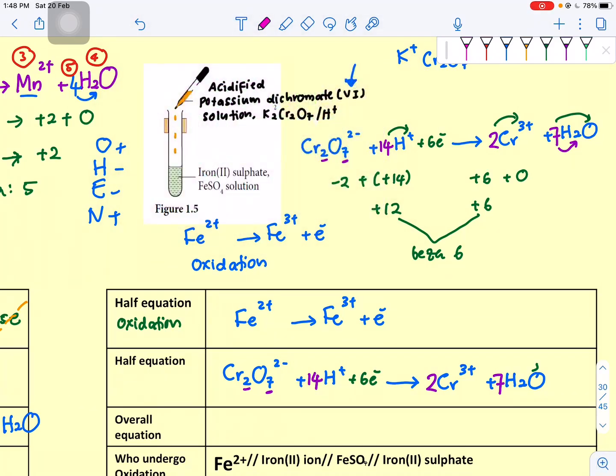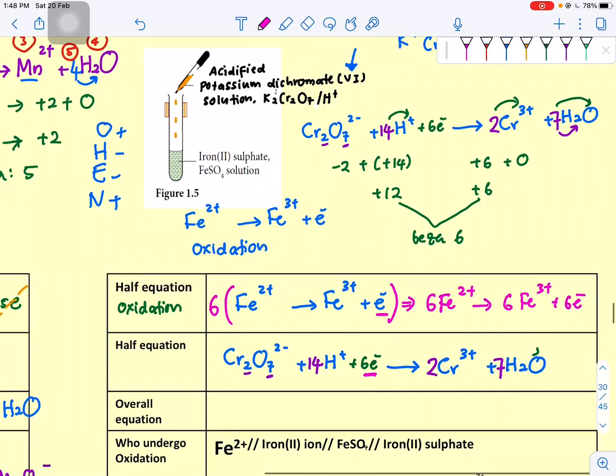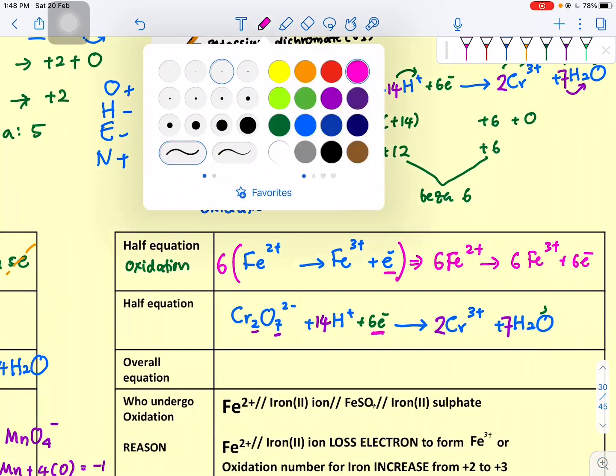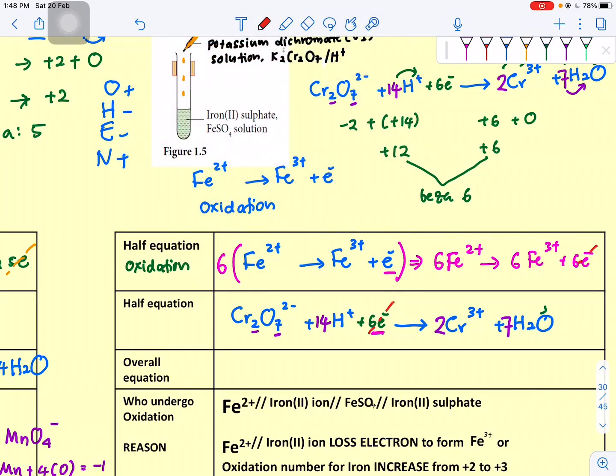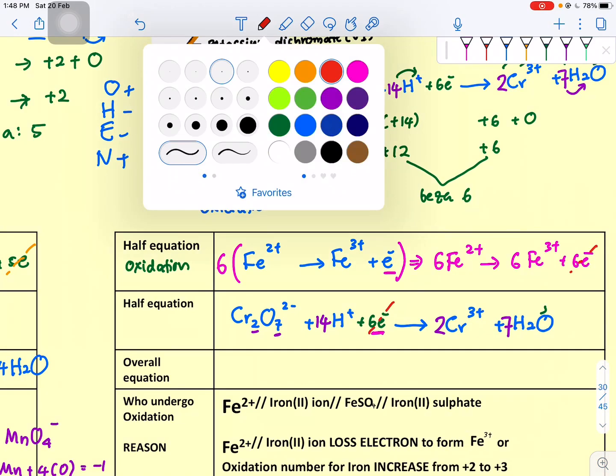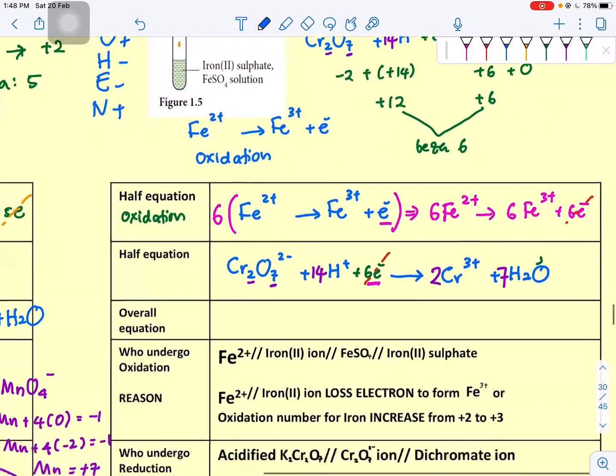Now it's time to write the overall equation. Saya nak buat overall equation, samakan electron. So we have 1 here, we have 6 here. So everything we're going to multiply by 6. So apa yang akan keluar? Dia akan keluar 6Fe2+ turns to 6Fe3+ and 6 electron. So now it's time to cancel the same. Apa yang same tu? Electron lah. Cancel and then copy. Kiri sama kiri, kanan sama kanan.